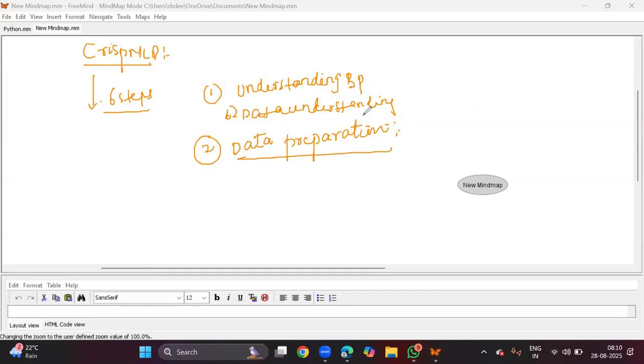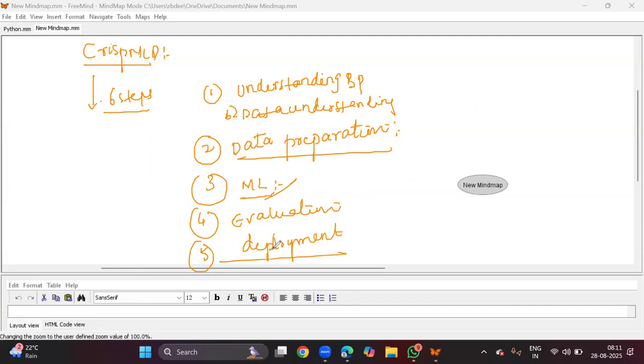And then comes your third step, which is machine learning. And once the machine learns, we are evaluating. Once the evaluation is happening properly, then we will do deployment.